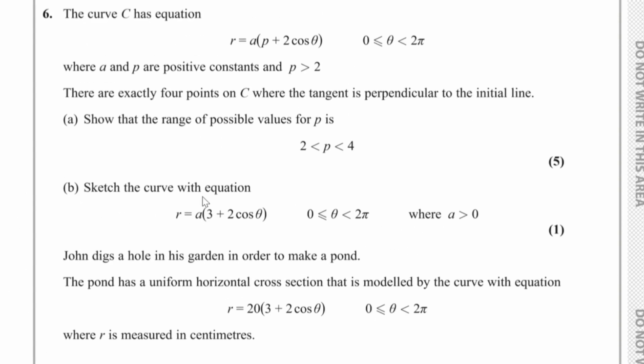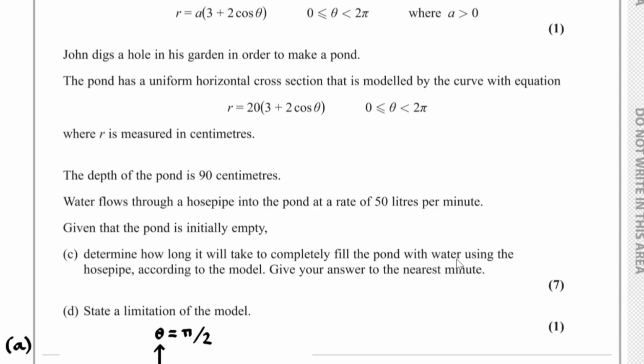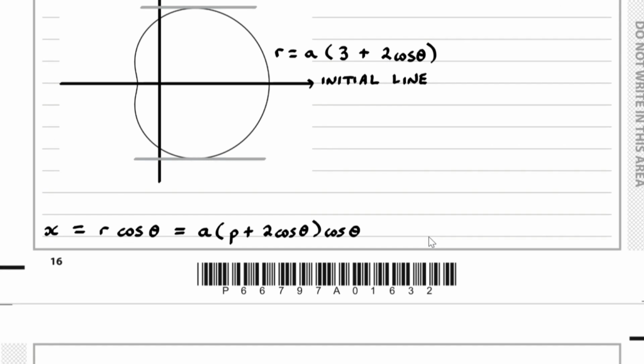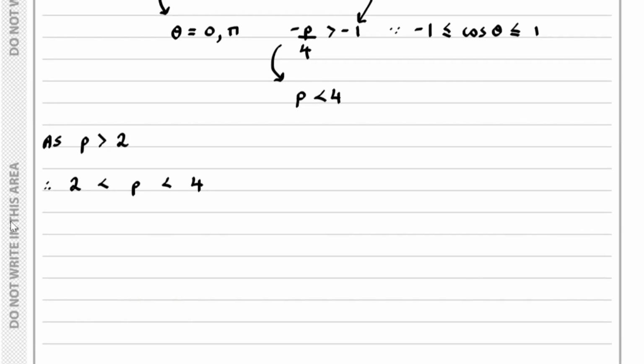Now for part B, we have to sketch this equation. r equals a lots of 3 plus 2 cos theta, where theta is in between 0 and 2 pi, and a is greater than 0. Well, that's just this curve here. So the curve we see here is r equals a lots of 3 plus 2 cos theta. So let's just write that down for part B. See above.